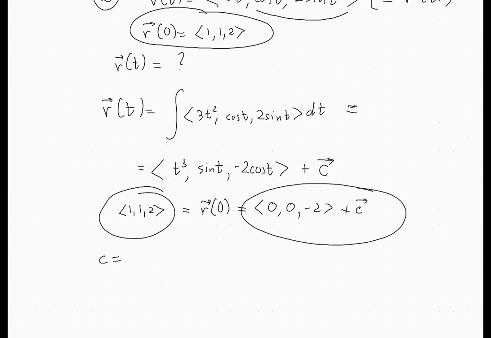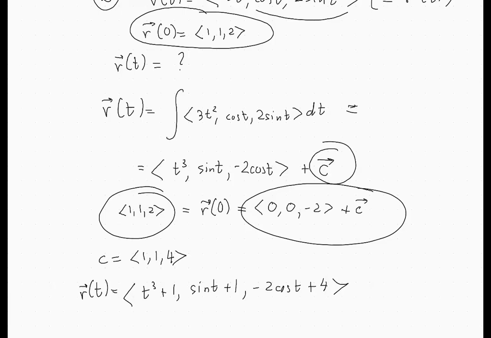So finally, we can give the position function for our motion to be t cubed plus 1, sine t plus 1, and negative 2 cosine t plus 4. This is because we added the vector c, which was found to be 1, 1, 4. And that's it. That completes our set of problems for this week.